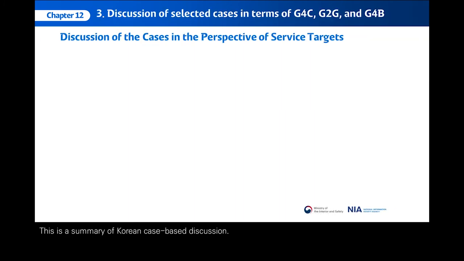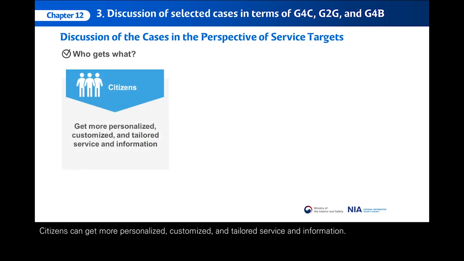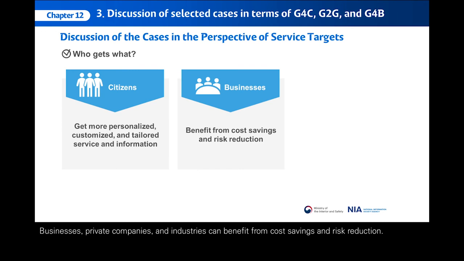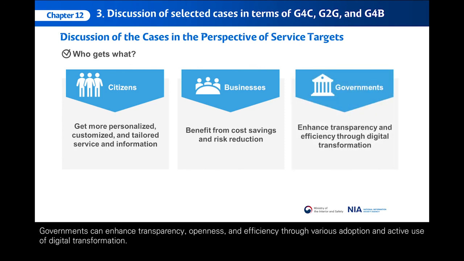This is a summary of Korean case-based discussion. What do you think is the contribution of the 5 cases to society? The contribution can be considered in terms of who gets what. Citizens can get more personalized, customized, and tailored service and information. Businesses, private companies, and industries can benefit from cost savings and risk reduction. Governments can enhance transparency, openness, and efficiency through various adoption and active use of digital transformation.